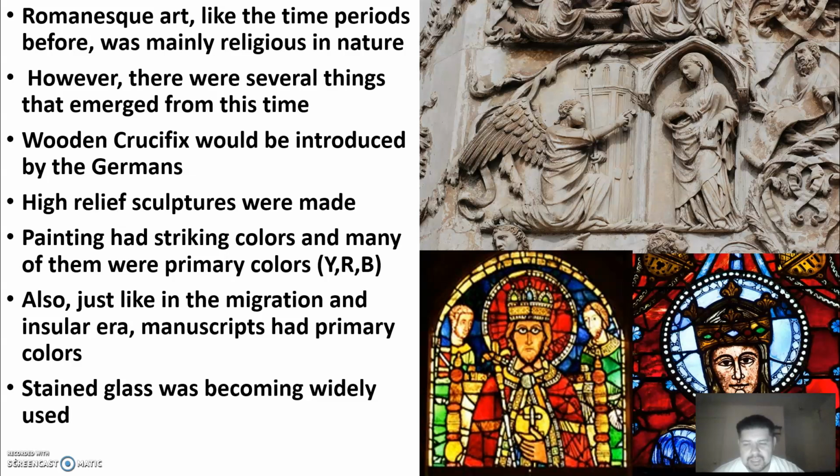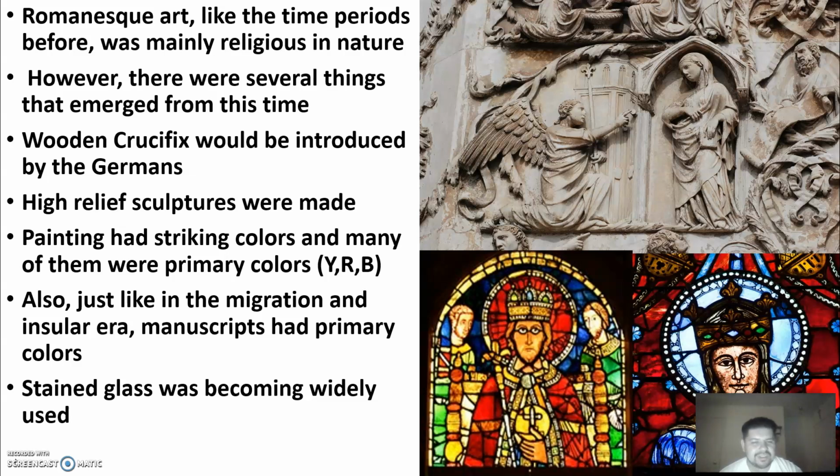Now, like I told you before, the migration and the insular era had their writing, their manuscripts, with the big N or the big O, and it looked all pretty. They also had the primary colors, to make it more vivid, standing out a bit. And the last thing that really came out at this time was the stained glass windows. And they were widely used.